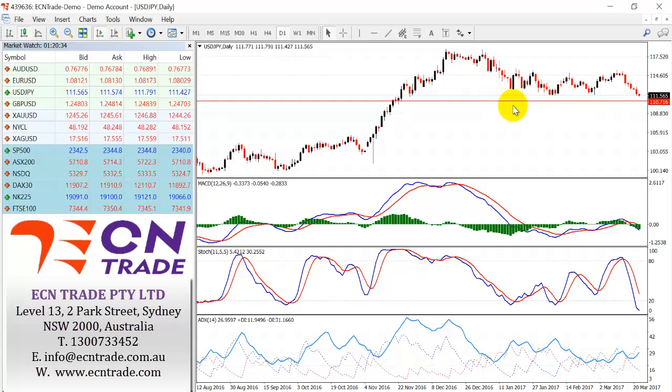Resistance on the day now comes in at 112.35 and above there 112.95.